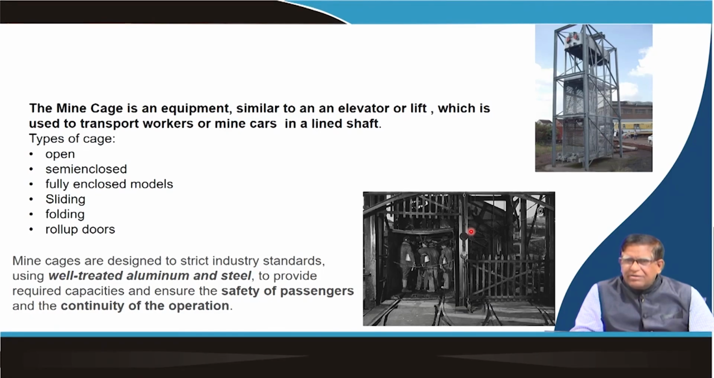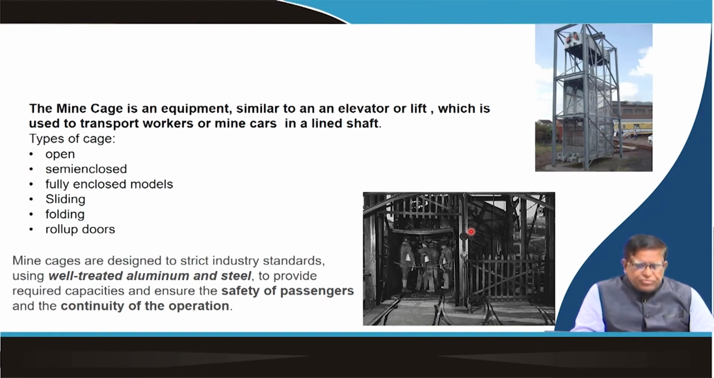That was the starting of the industry, and later on they were suspended by wire ropes, and a lot of technological development has taken place. And this cage can now be made of well heat-treated aluminum and steel, which gives sufficient strength. The objective is that it should be as light as possible, at the same time it should have the strength required for taking the load.